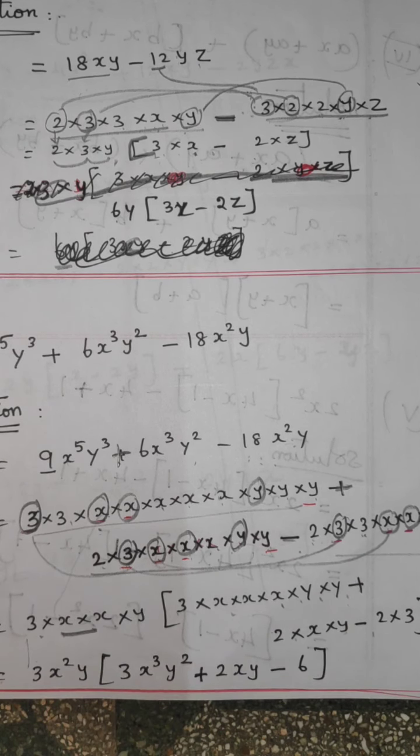Very easy sum. Next sum: ax plus ay, bx plus by. Ax plus ay, bx plus by. Write the same question, second step. See the underline: this is the first term, this is the second term. Which number is common? a. So round it, a. For these 2a you write one a.